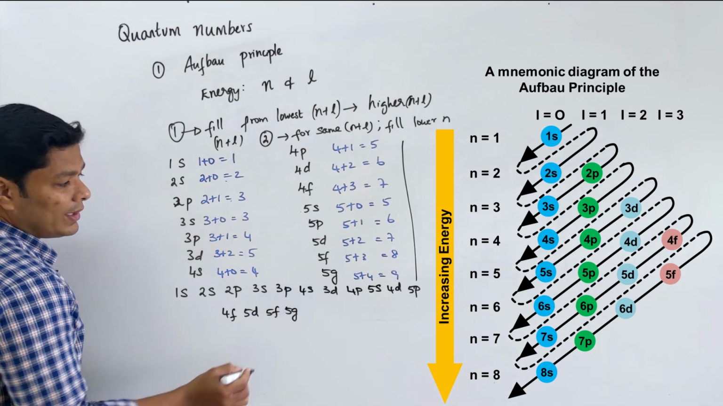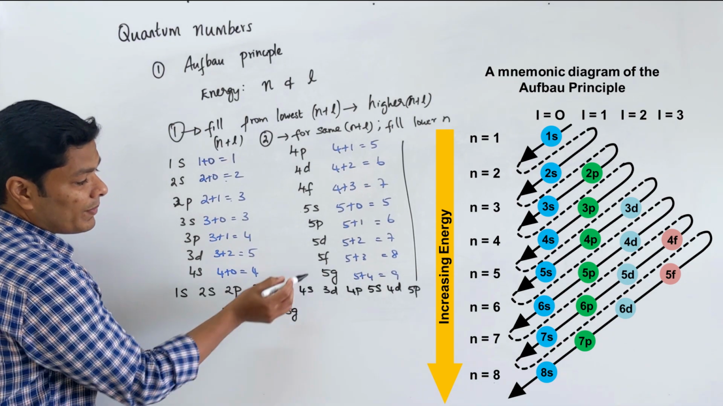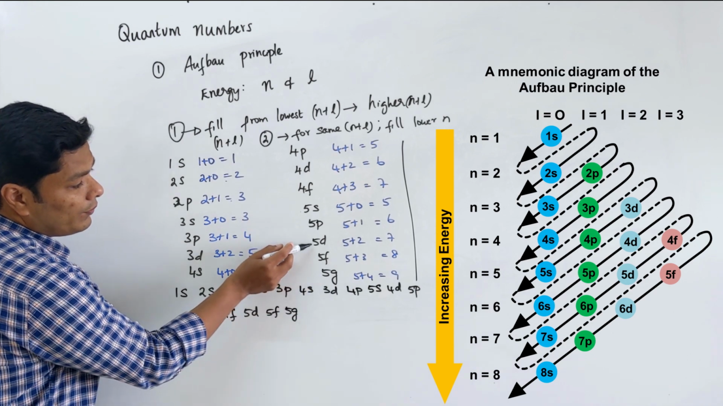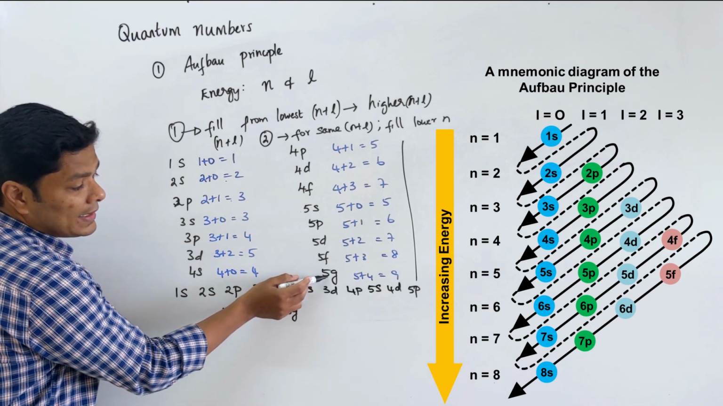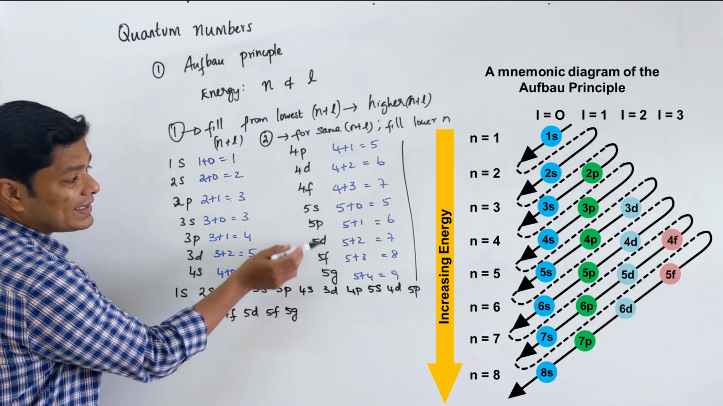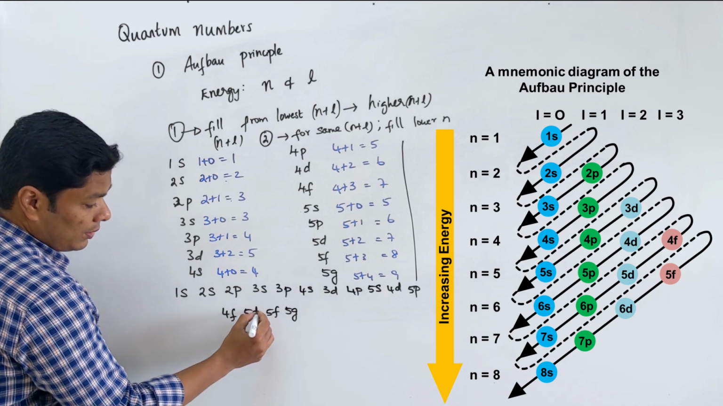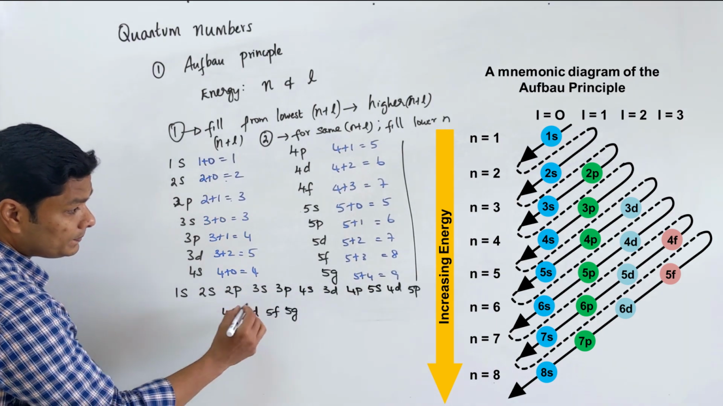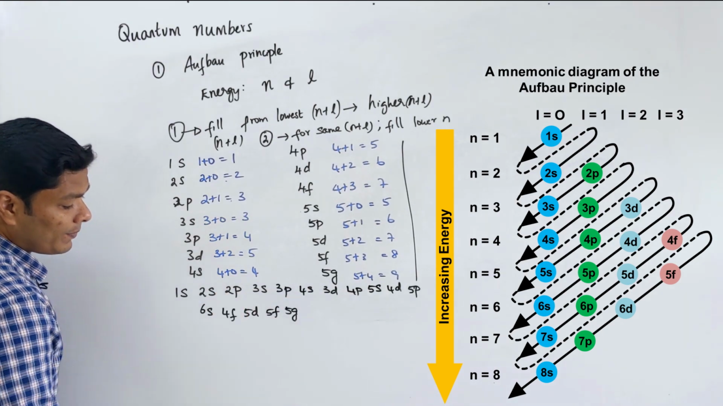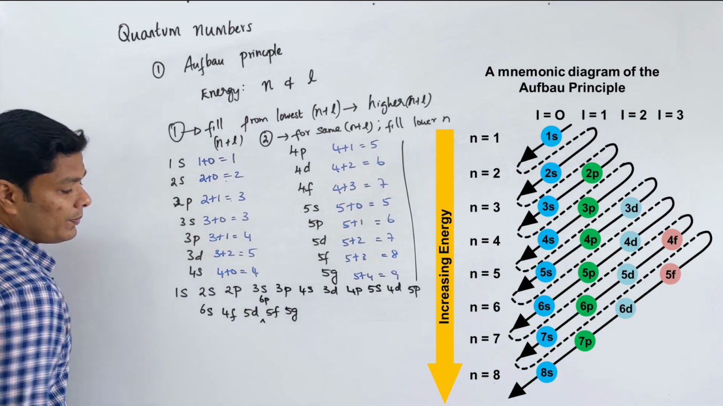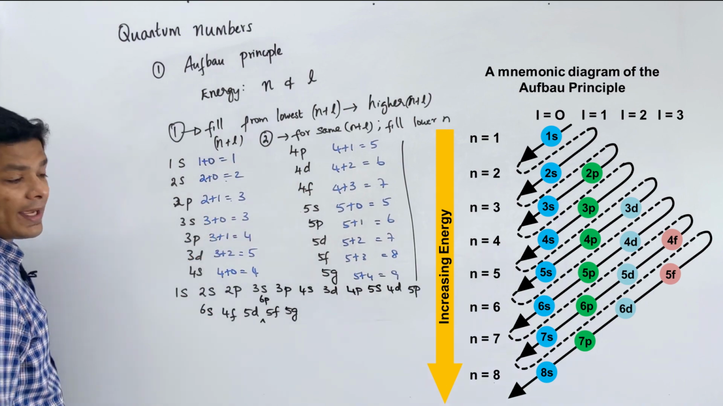Now understand one thing, I am missing certain things here. If you were to write 6s, 6p and so on, 6 would come in here. So after 5p we have to write 6s, then 4f, 5d, and then 6p comes here. Okay, and so on. Now this should match the diagram.